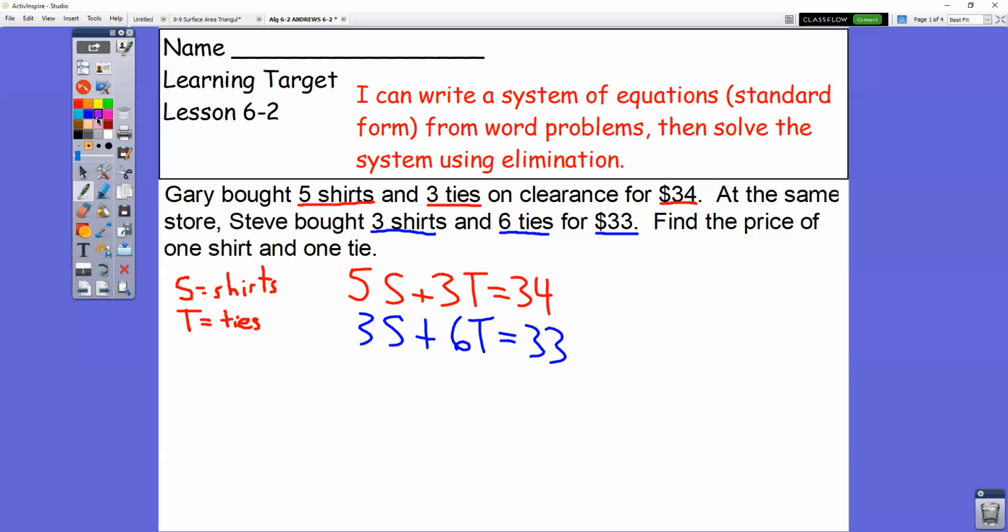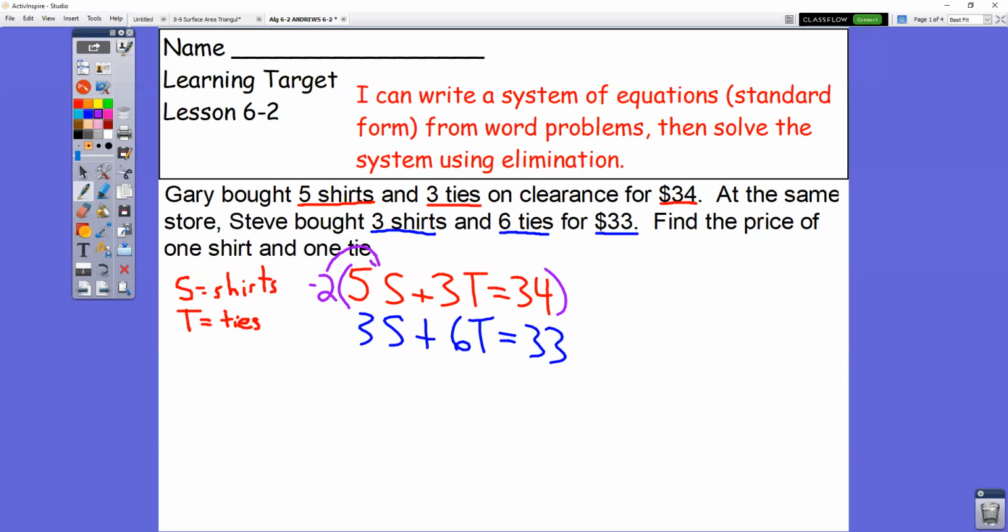Now we're going to solve it just like we've been solving this system. So I want to try and make opposites with my letters. Now, when I take a look at the S's and I take a look at the T's, I think it's easier to make opposites with the T's because 3 goes into 6 evenly. So I want to make opposites of the bigger number. The bigger number is 6. So the opposite of 6 is -6. To get a -6 here in the red equation, I need to multiply that 3 by -2. So I'm going to multiply this entire top equation by -2.